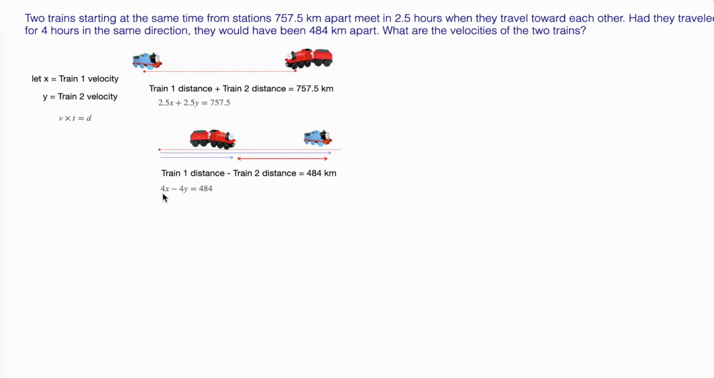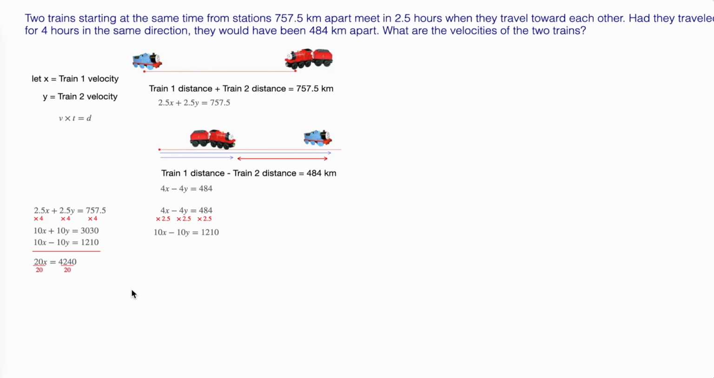If I multiply this equation by 2.5 and the first equation by 4, we're going to get similar coefficients for the x's and y's. This is my first equation. If I multiply each term by 4, I end up getting 10x plus 10y is equal to 3030. If I take this equation and multiply everything by 2.5, we end up getting 10x take away 10y is equal to 1210. If I add these two equations together, I get 20x plus 0y is equal to 4,240.